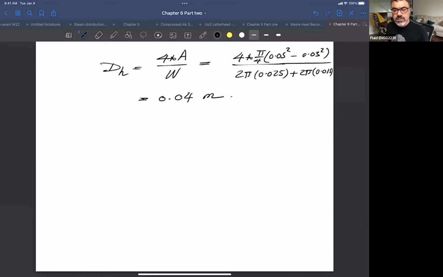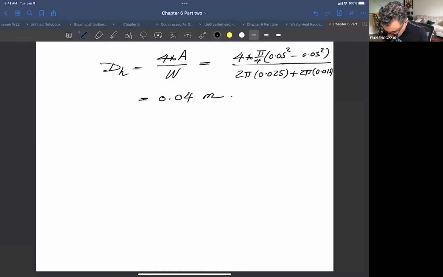Now I need to find out the perimeter. It's not minus. The perimeter here is added, right? Those are the two lines added, so you are adding the perimeter, you're not subtracting.